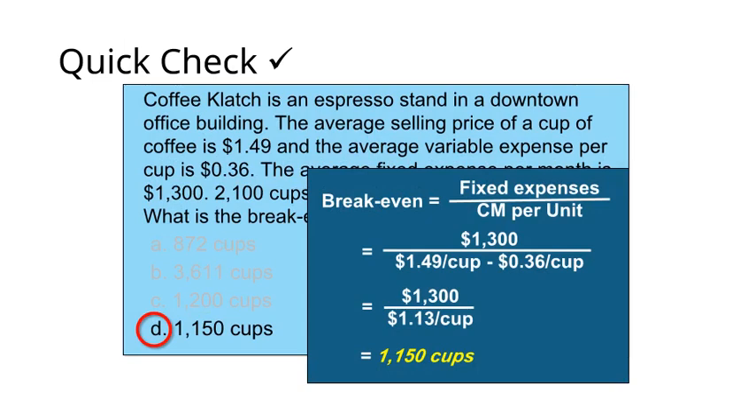Now use the contribution margin approach to calculate the break-even point in cups of coffee sold. The contribution margin per cup of coffee is $1.13. The number of cups to sell to reach break-even is 1,150.